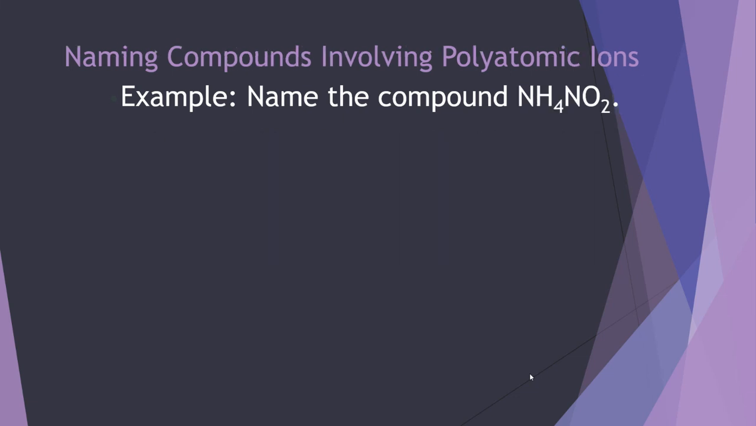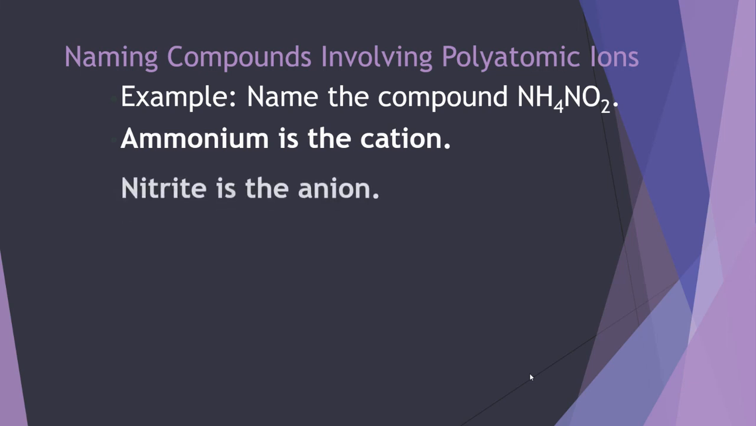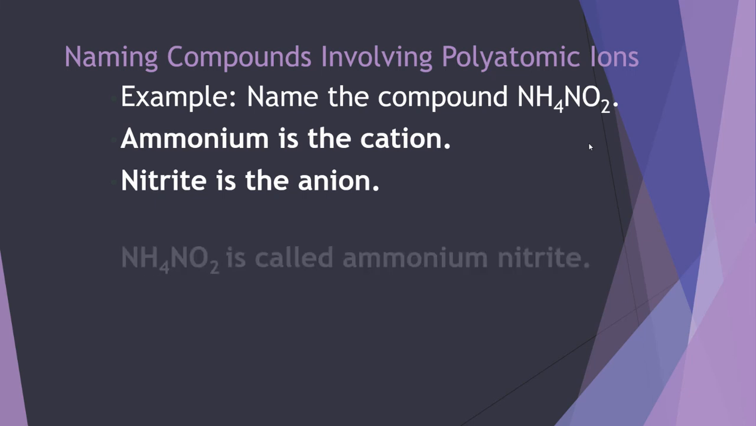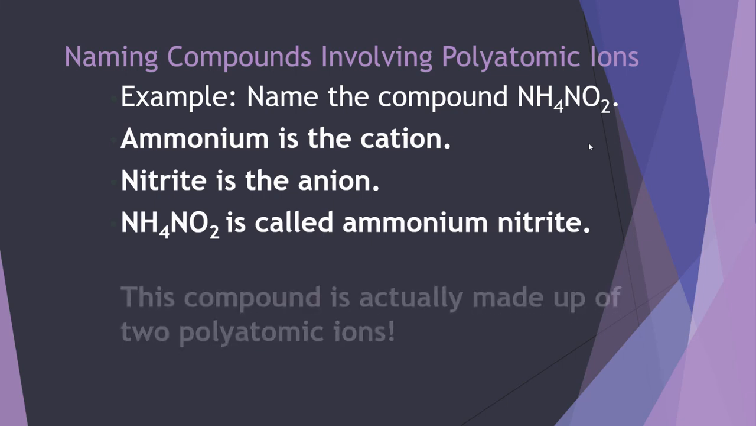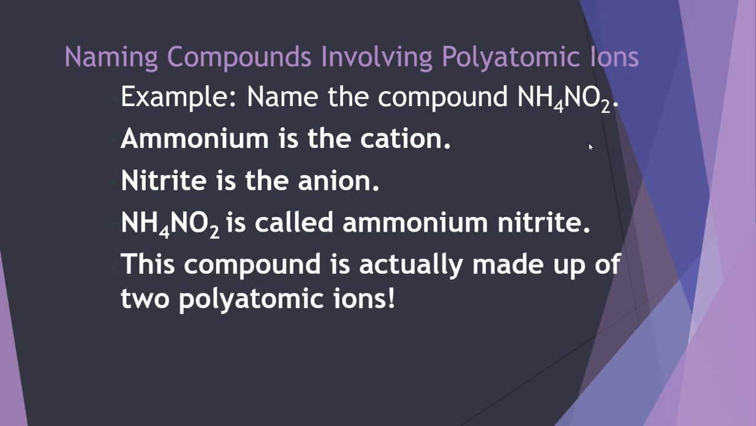Then we've got NH4NO2. So ammonium is the cation. That is our 1 positively charged polyatomic ion. NO2 is not nitrate. It is actually nitrite because it has 1 less oxygen. This compound is actually made up of 2 polyatomic ions. So this is called ammonium nitrite. So ladies, I don't expect that you're going to have all of these polyatomic ions memorized. Keep your charts handy. Keep the naming conventions handy so you have that with you.